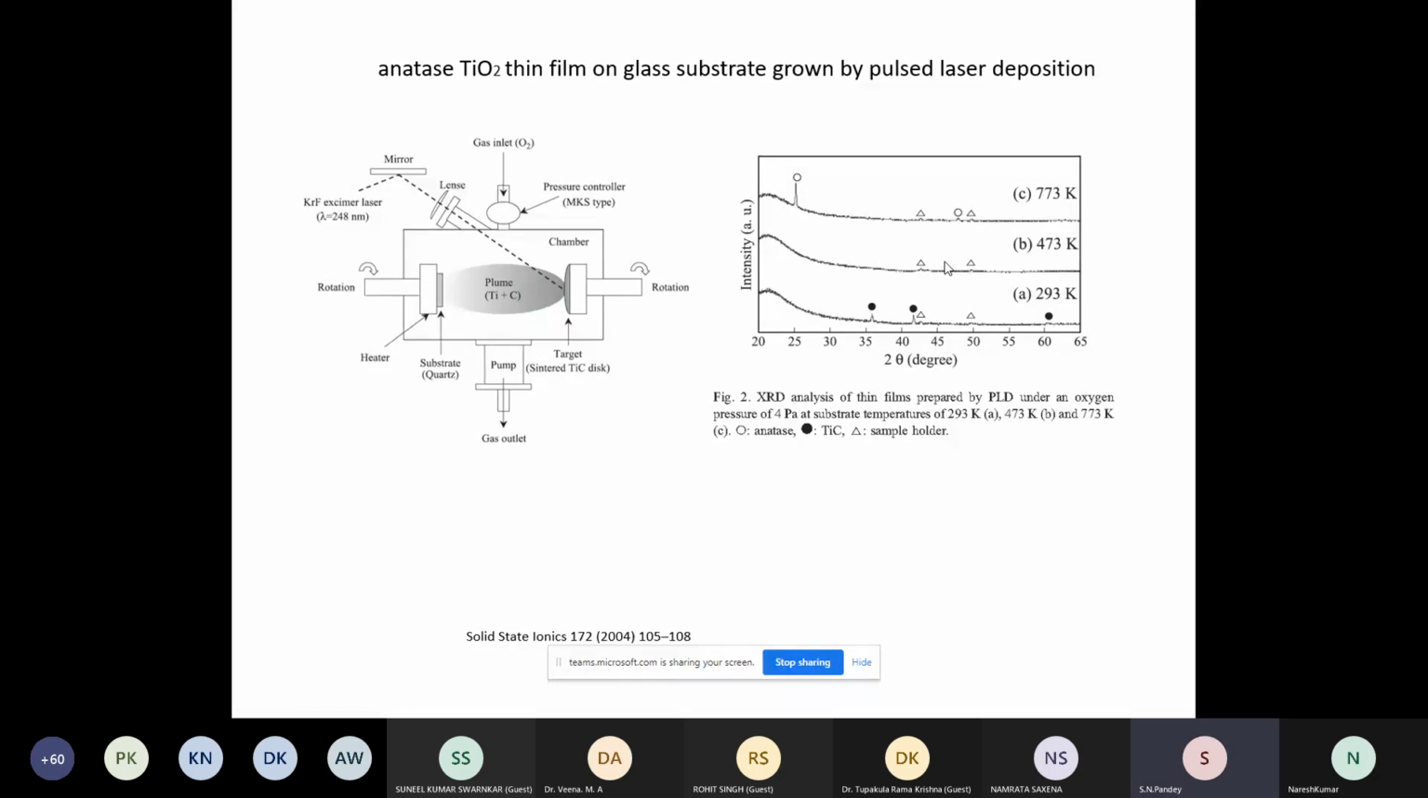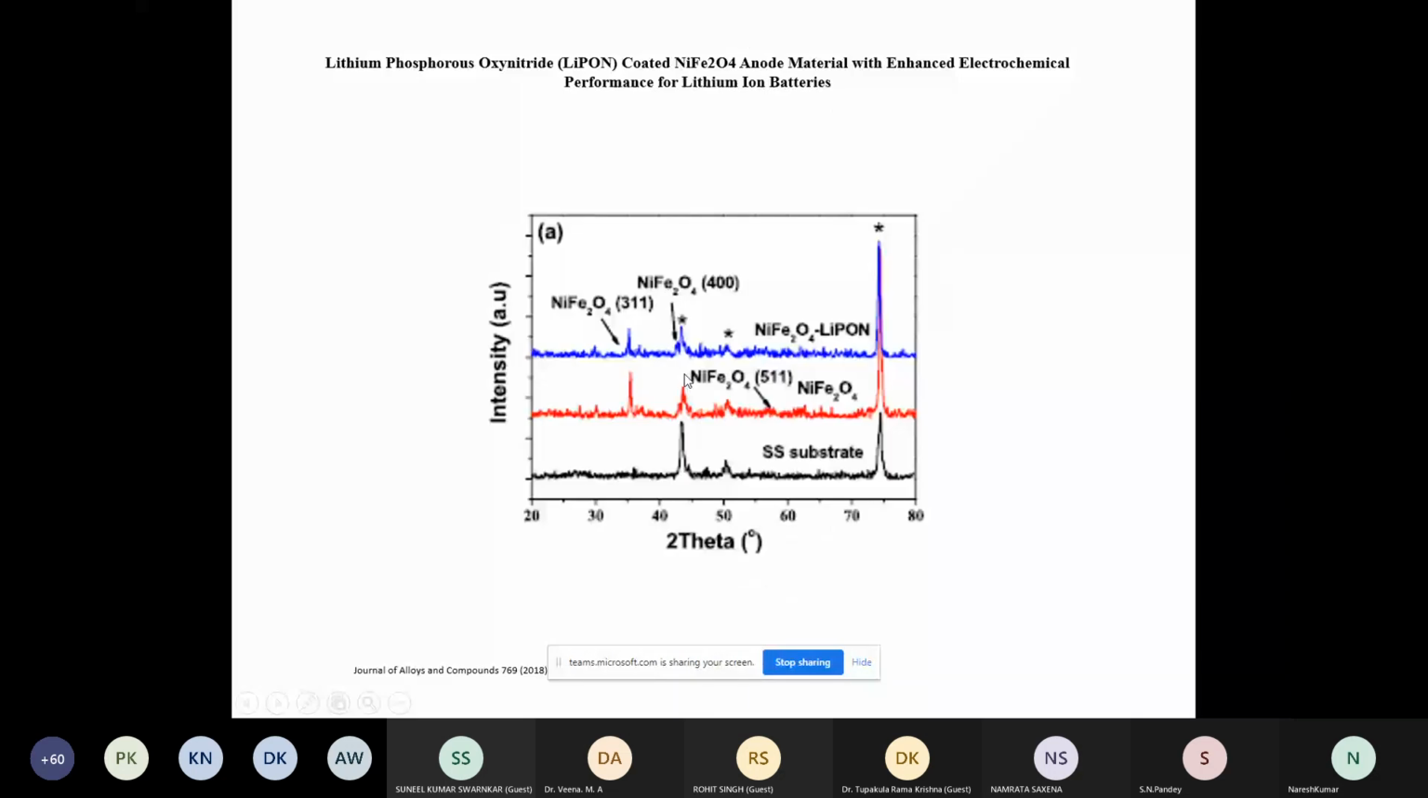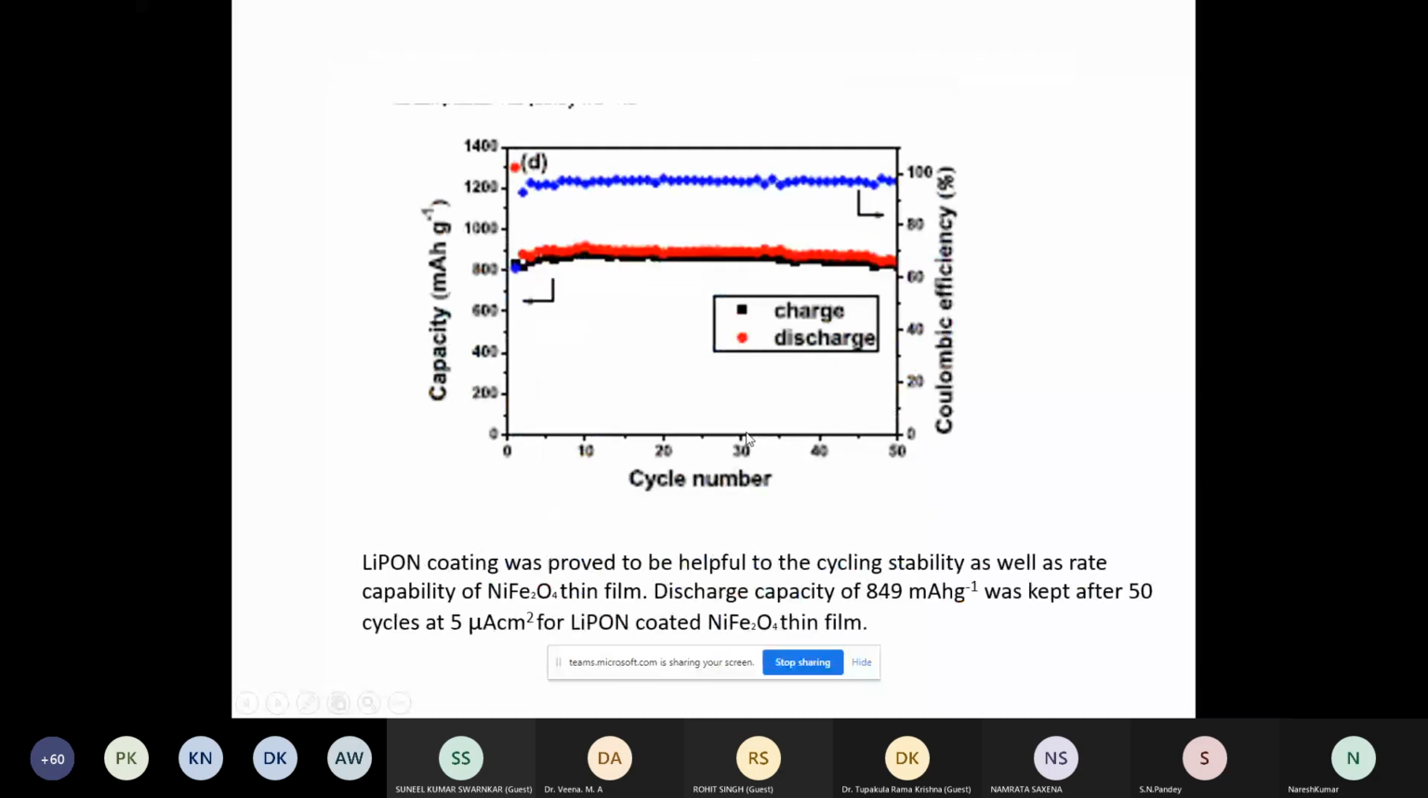So we can have various materials. TiO2 has been shown. In fact, nickel ferrite is also a very good electrode material for lithium-ion batteries. There, one can also see a very good discharge capacity observed in nickel zinc ferrite. I'm skipping now because this will go on.